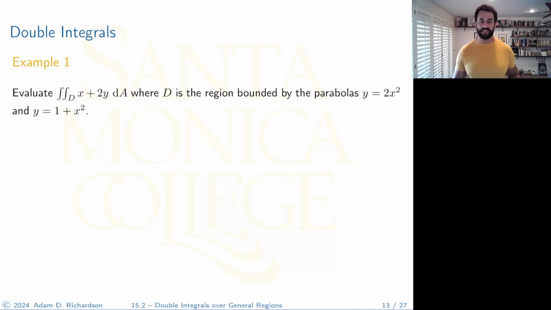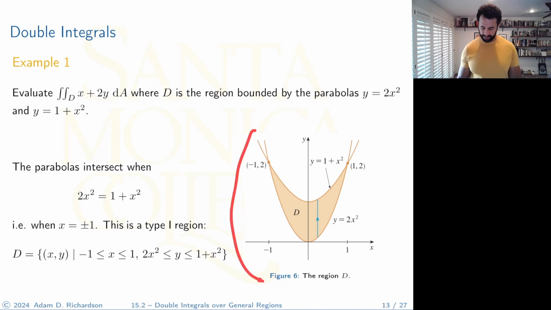Okay, now let's do it together. So this is just a parabola with vertex at the origin that's been stretched a bit. This is a parabola that's been shifted up by 1 unit. And so this is what the region looks like in general. There we go.